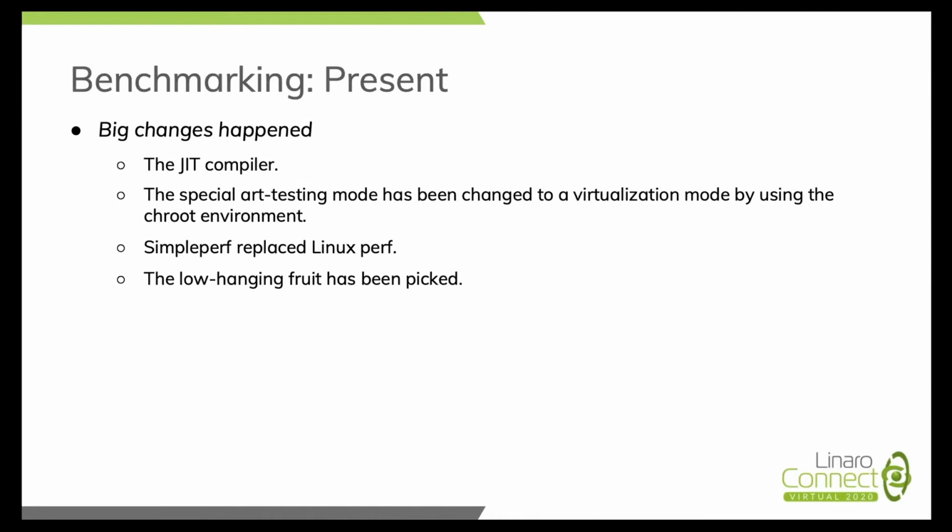But ART has been evolving, and one thing it got was a JIT compiler. Also, because of the hacked linker, it sometimes introduced difficult to debug issues. So it was decided to change it to something more stable and reliable. And the mode itself was based on virtualization, which is based on change root environment.